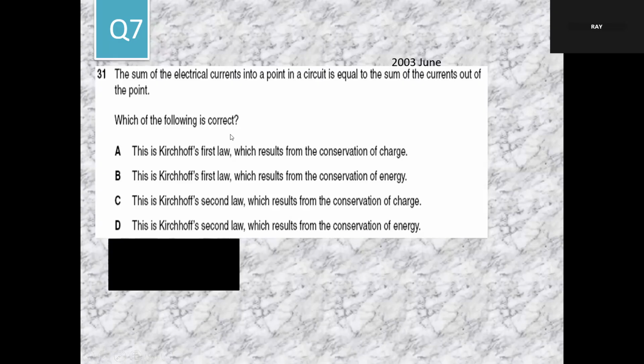Memory work. Sum of currents. This one should be the second law, right? No, it's the first law. Current is the first law, conservation of charge. Then what is the second law? Conservation of energy.